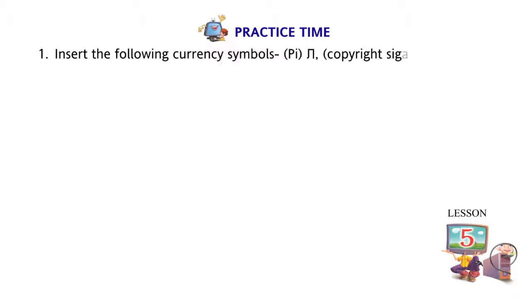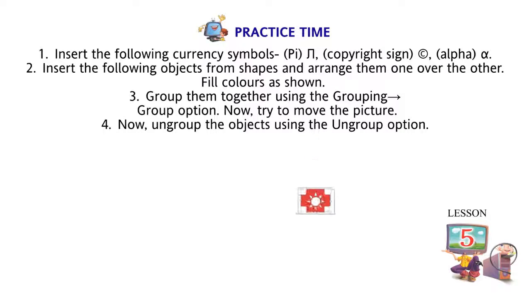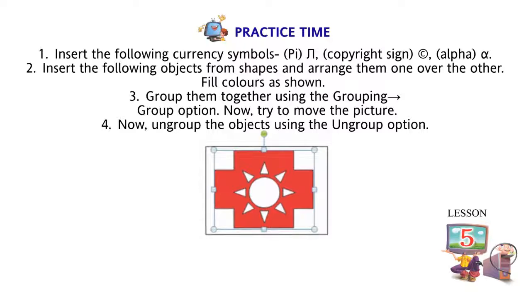Practice time. 1. Insert the following currency symbols: pi, copyright sign, alpha. 2. Insert the following objects from shapes and arrange them one over the other. Fill colors as shown. 3. Group them together using the Grouping, then Group option. Now try to move the picture. 4. Now ungroup the objects using the Ungroup option.